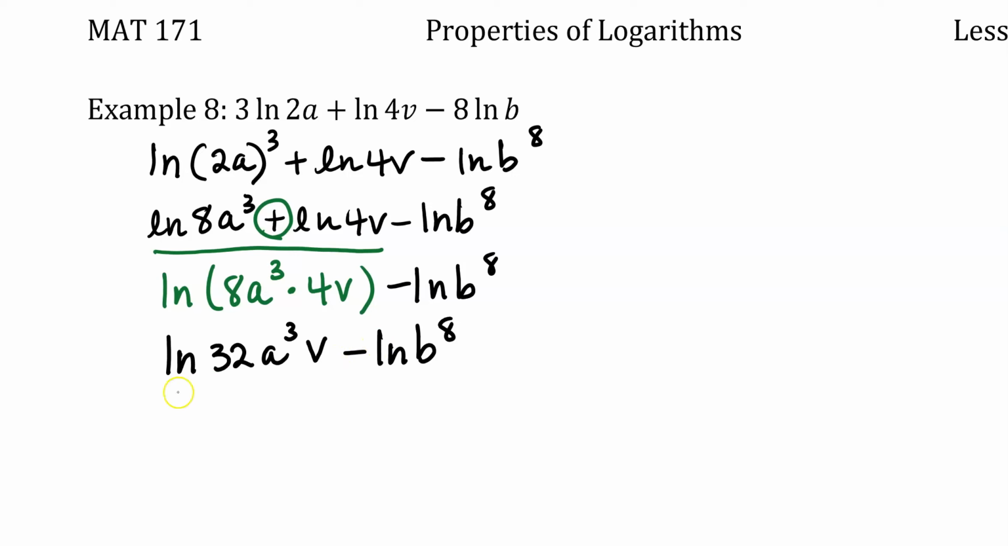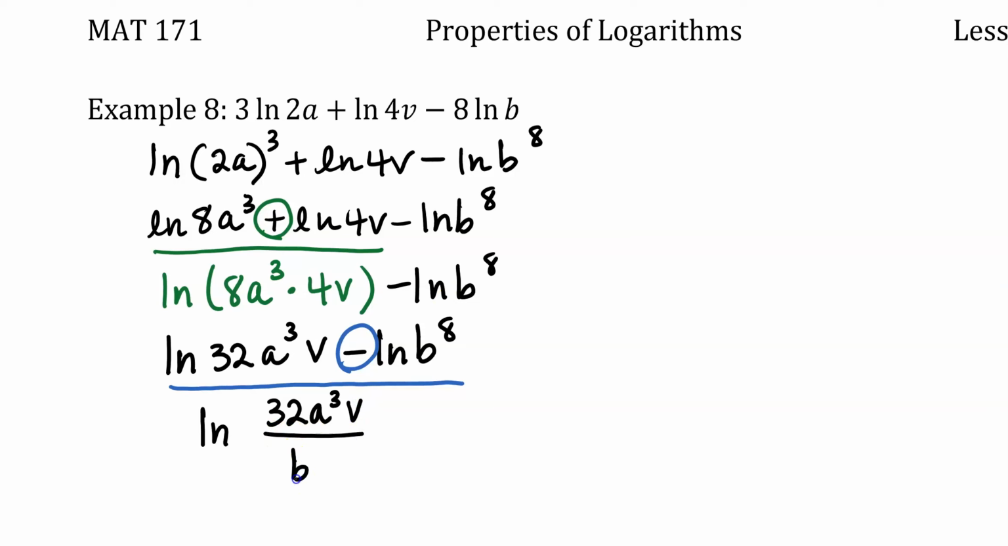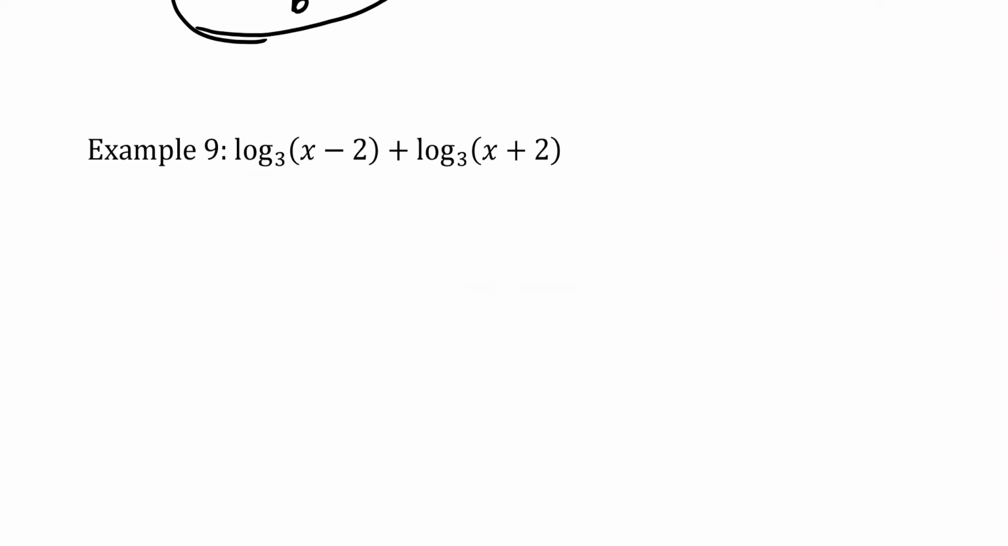Now we will be using the quotient rule to condense those two logs into a single logarithm. And we're using the quotient rule here because these logarithms are subtracted. So we have natural log of everything that was in the first log going in the numerator and everything that was in the second logarithm going in the denominator. And so now we have that condensed down to a single logarithm.